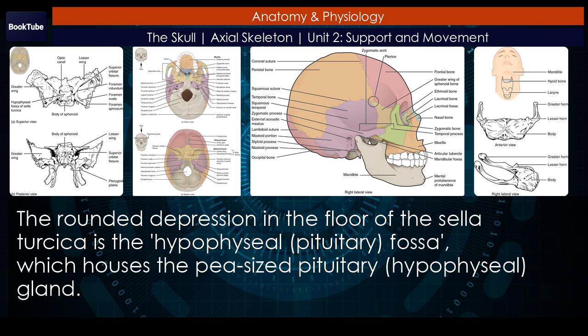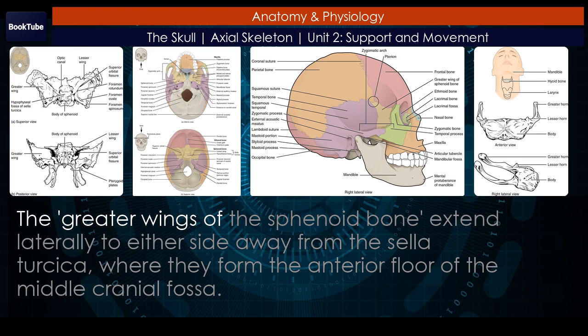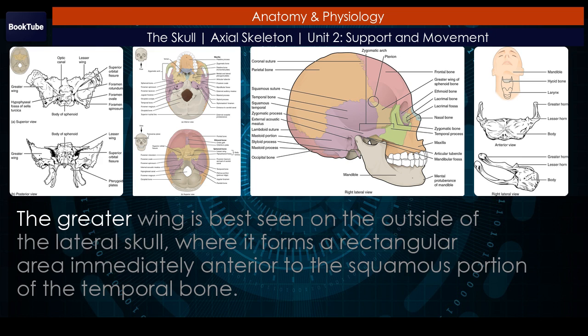The rounded depression in the floor of the sella turcica is the hypophyseal fossa, which houses the pea-sized pituitary gland. The greater wings of the sphenoid bone extend laterally to either side away from the sella turcica, where they form the anterior floor of the middle cranial fossa. The greater wing is best seen on the outside of the lateral skull, where it forms a rectangular area immediately anterior to the squamous portion of the temporal bone.